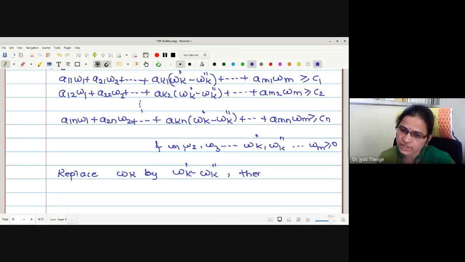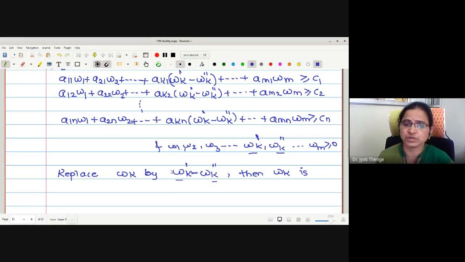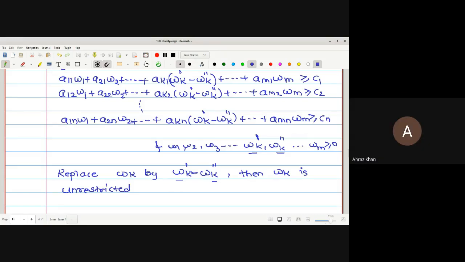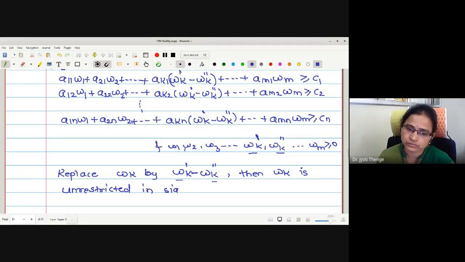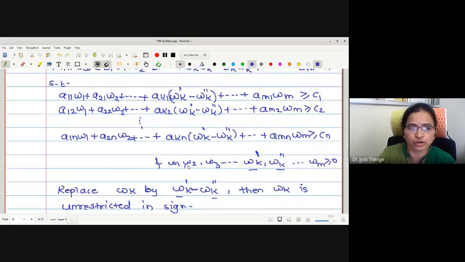Then what is the nature of wk? Both these wk dash and wk double dash are non-negative, and this wk we are writing as a difference of two non-negatives. Therefore, the value of wk depends upon the relation between the two values. That is, if wk dash is greater than wk double dash, this is non-negative. If not, it will be non-positive. Therefore, the value totally depends upon the relation between the two. Therefore, here this wk becomes unrestricted. Correct? Therefore, what will be my effect on the dual?